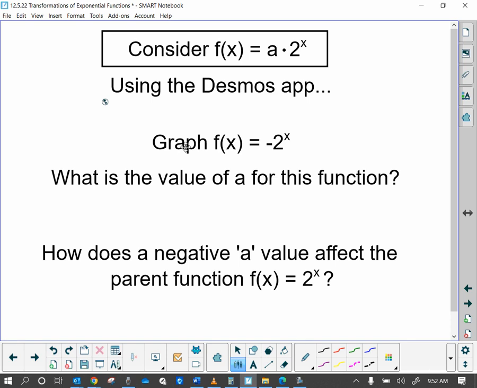What is the value of a for this function? a is -1. So the y-intercept would be (0, -1). So how does a negative a value affect the parent function? It's a reflection across the x-axis.